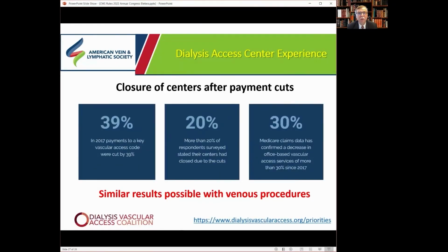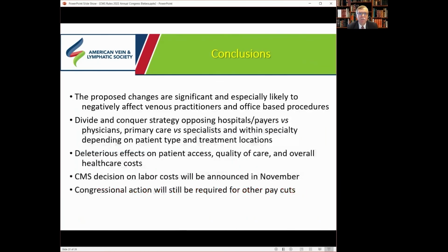What impact will this have in the future? Well, we can get some appreciation of that looking at what happened in 2017 when CMS cut vascular access procedure codes at vascular centers. When they cut it by 39%, by the next year, 20% of these centers closed, and there was a 30% decrease in procedures being done at access centers. Similar things are possible for venous procedures if something is not done.